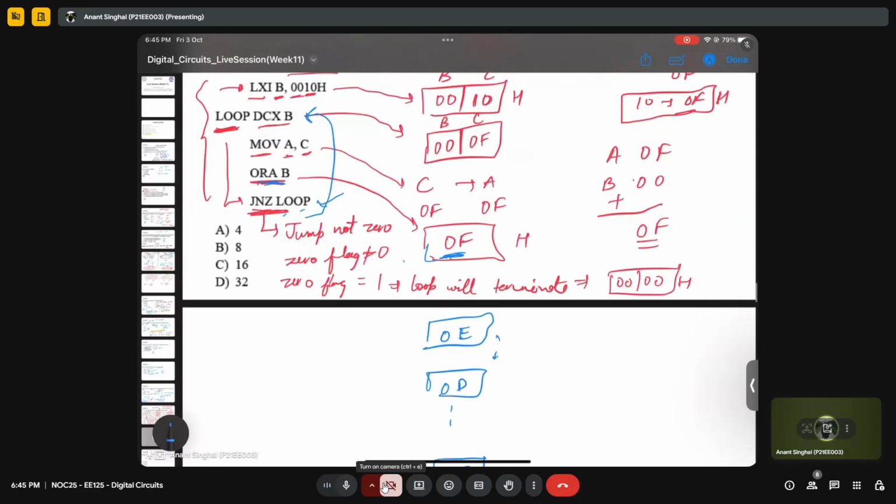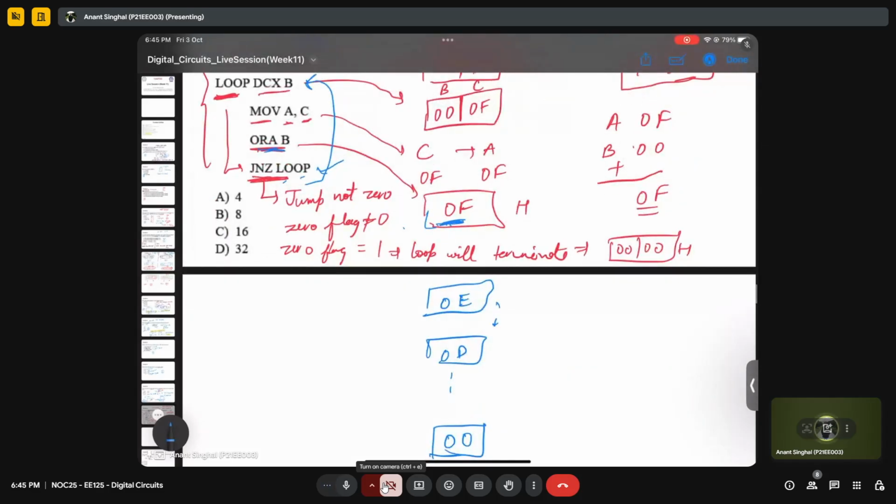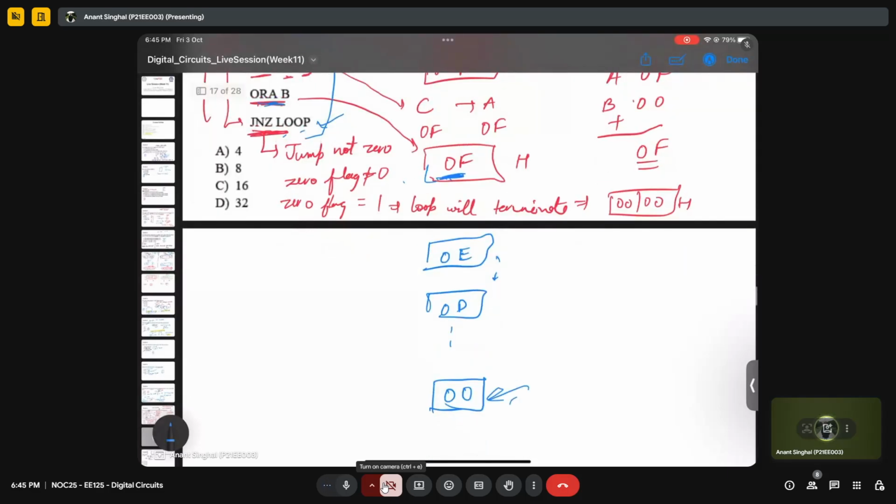Now the question says how many times this OR operation will happen in the following program. It has started with 0F and it will end at 00. So what do you think will be the answer? Anyone?